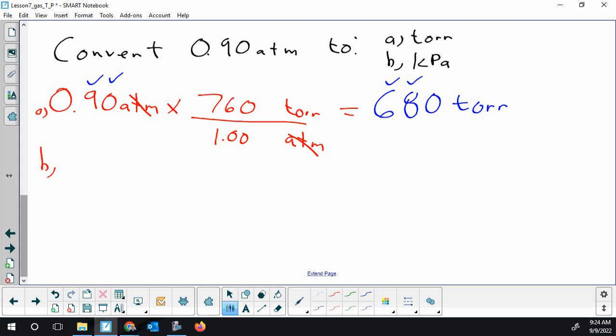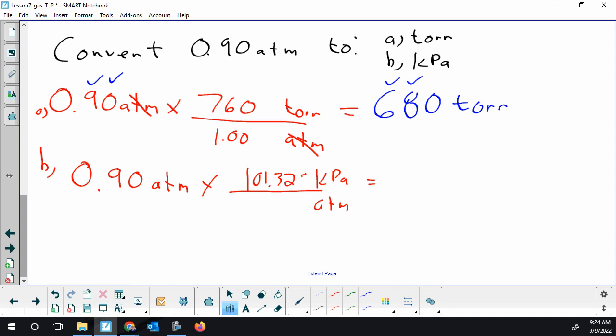I'm going to do this all over again, but I'm going to turn it to kilopascals. So 0.9 atmospheres, which is very close to what you would see here in Calgary, Alberta. In Vancouver, you'd be around 1 atmosphere. We're about 10% lower. I want kilopascals this time. I want to get rid of atmospheres. 101.325 kilopascals is exactly 1 atmosphere.